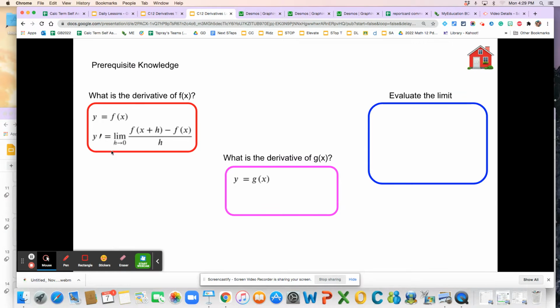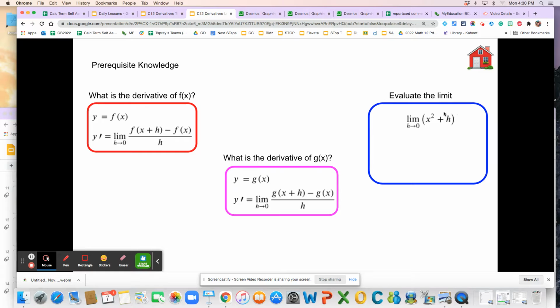The first thing you should be aware of is that the derivative of f of x using Newton's quotient is f of x plus h minus f of x over h. I think we know that. The derivative of g of x is similar: g of x plus h minus g of x over h is the derivative of g.